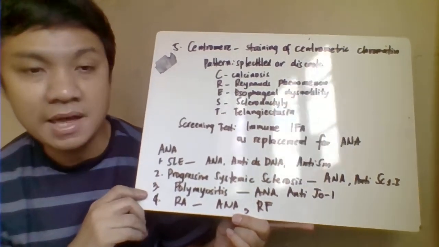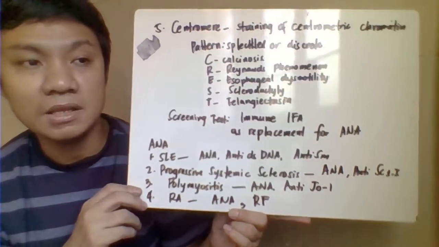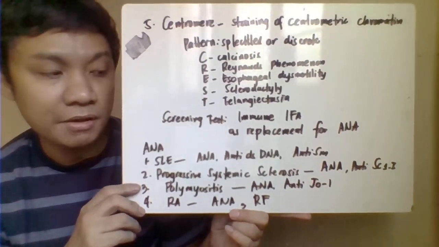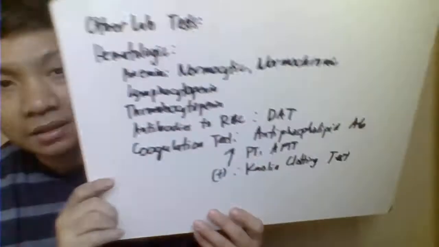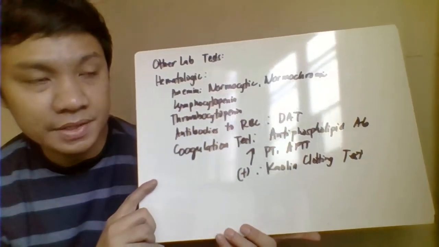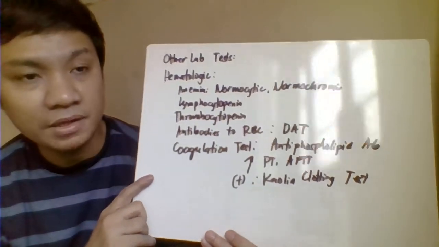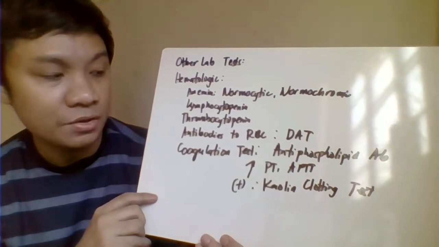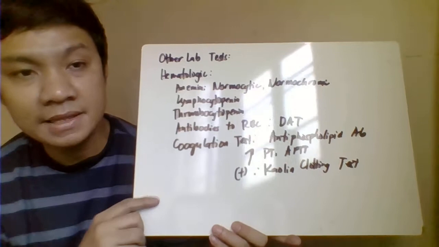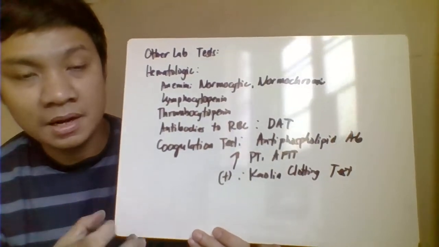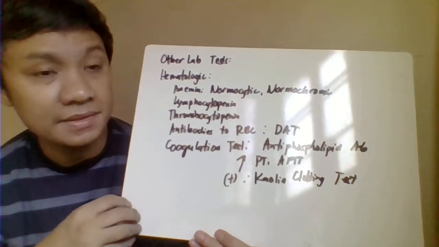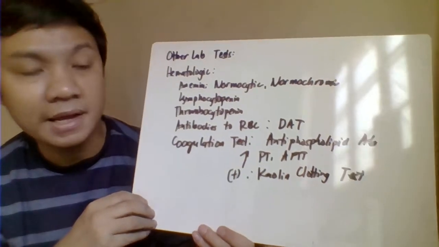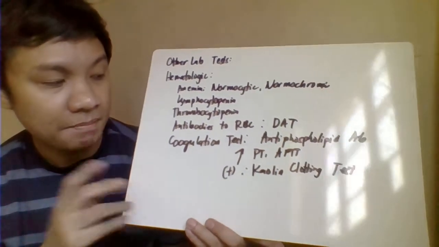And we have also here the rheumatoid arthritis, which will be characterized by the antinuclear antibody plus the RF, rheumatoid factor. Okay, other laboratory tests, hematologic here would be, again, anemia in the form of normocytic normochromic. We have also the lymphocytopenia, thrombocytopenia, and antibodies here that try to bind with your red cell membrane, which could be identified by your direct antiglobulin test, positive for that.